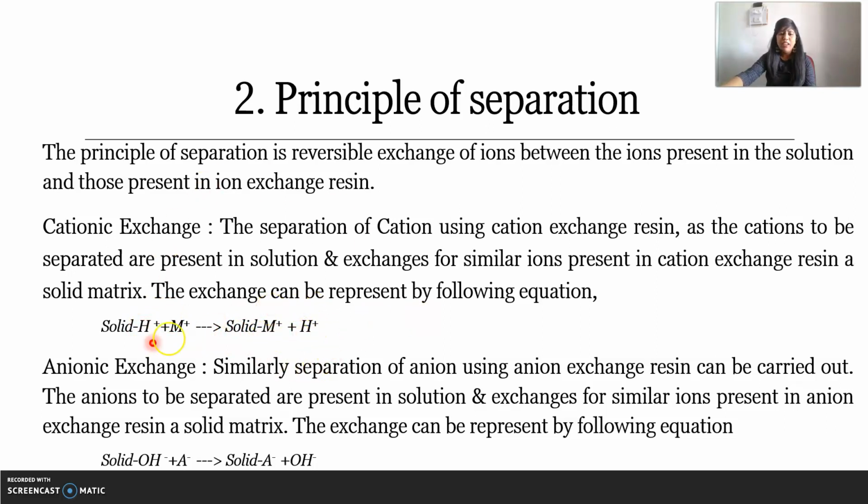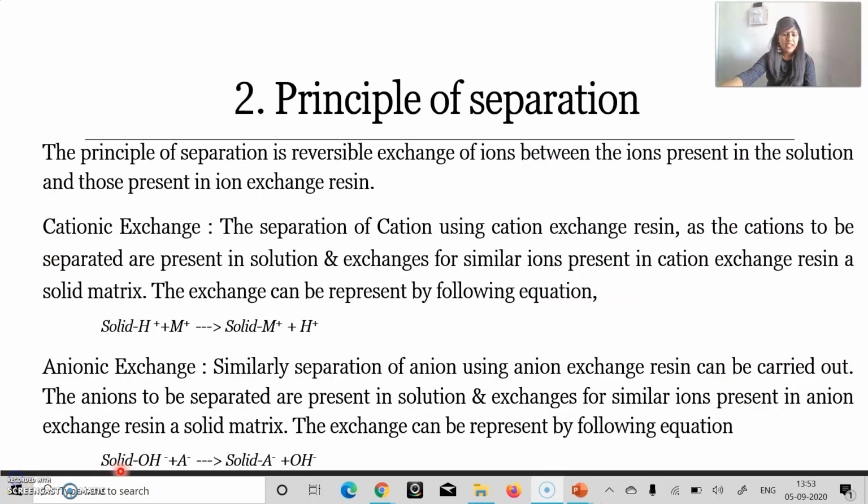In a similar way, anion exchange is also possible. Like in anionic exchange, similarly separation of anions using anion exchange resins can be carried out. The anions to be separated are present in the solution, and exchange with the similar ions present in an anion exchange resin in a solid matrix. The exchange is represented by the same kind of equation: solid OH minus plus A minus is going to convert from A minus to OH minus, and it will form solid A minus plus OH minus.